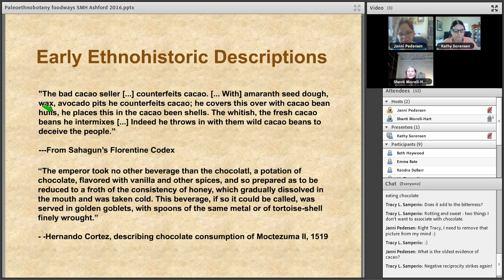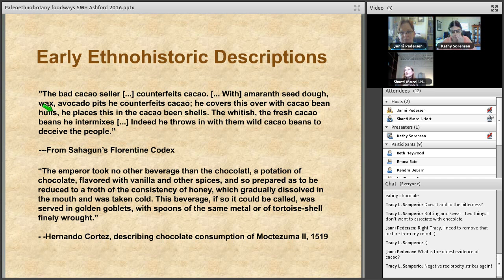We've also got Hernán Cortés describing in his chronicles, when he was battling the Aztecs, the chocolate consumption that he witnessed in the court of Emperor Moctezuma. And as he described it, the emperor took no other beverage than chocolate, a potation of chocolate that was flavored with vanilla and other spices, and so prepared as to be reduced to a froth of the consistency of honey, which gradually dissolved in the mouth and was taken cold. So this beverage, if so it could be called, was served in golden goblets with spoons of the same metal or of tortoiseshell finely wrought.